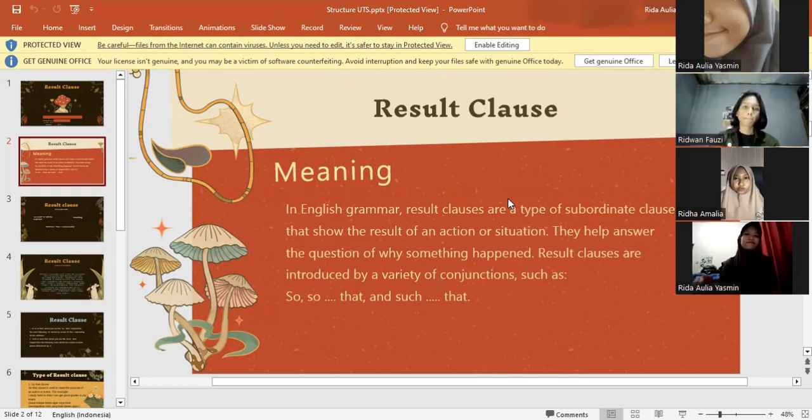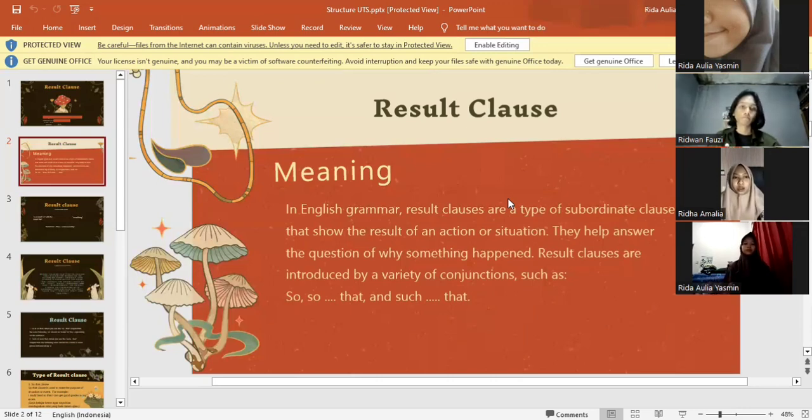Okay, thank you. So the first thing I want to explain is the meaning of result clauses. Result clauses in English grammar are a type of subordinate clause that show the result of an action or situation. They help answer the question of why something happened. Result clauses are introduced by a variety of conjunctions, such as so that and such that.